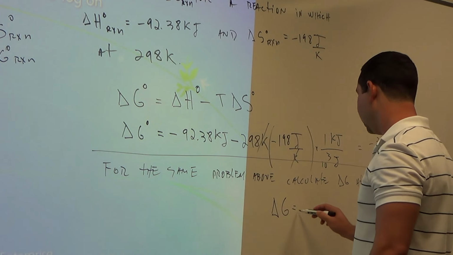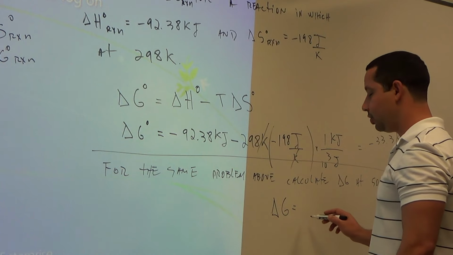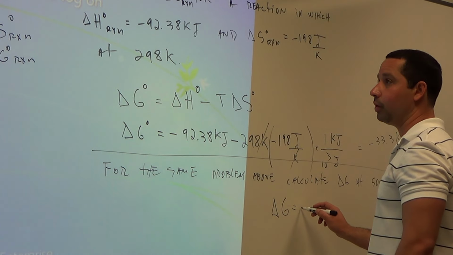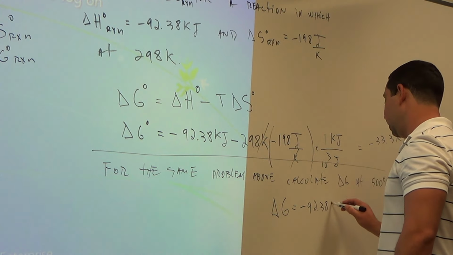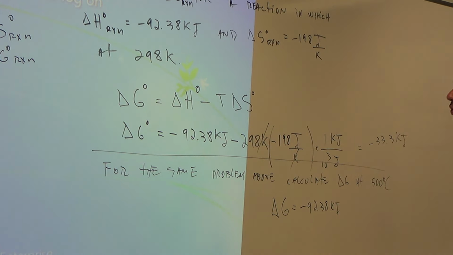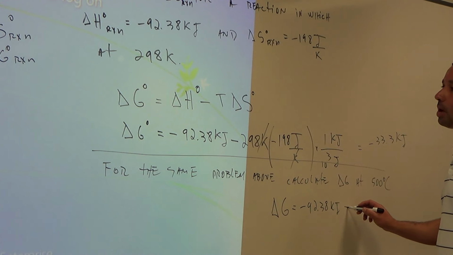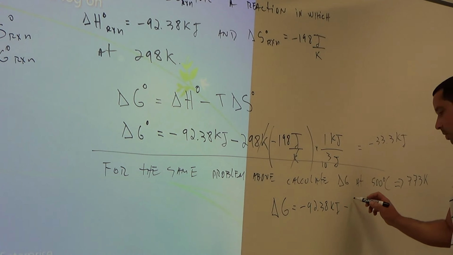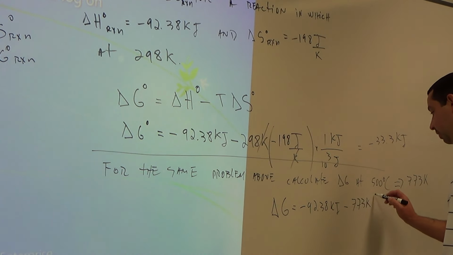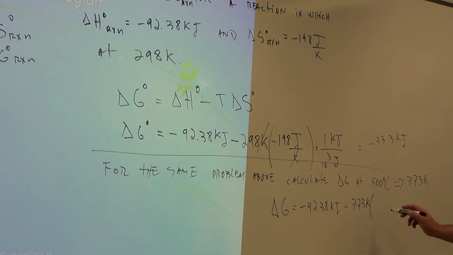Delta G is equal to delta H, so I'm just going to write it: minus 92.38 kilojoules, minus the temperature. Temperature here is 500. How much is it? 773 Kelvin. So at 773 Kelvin, I am going to multiply that by 198 joules per Kelvin.